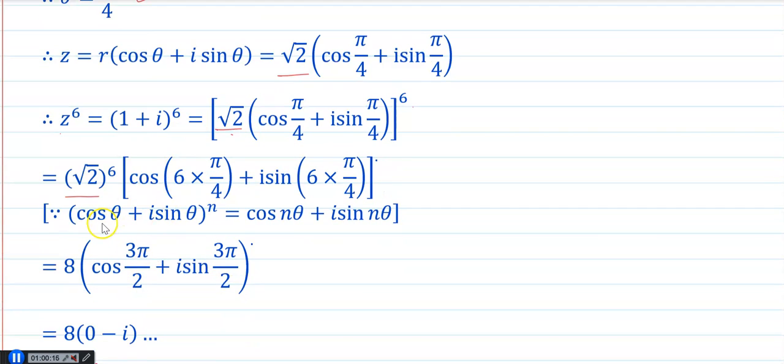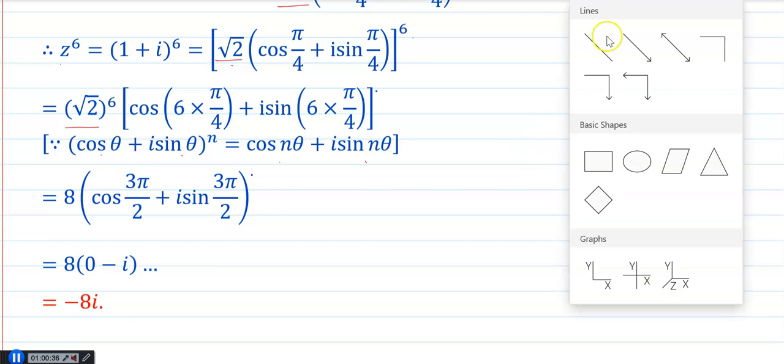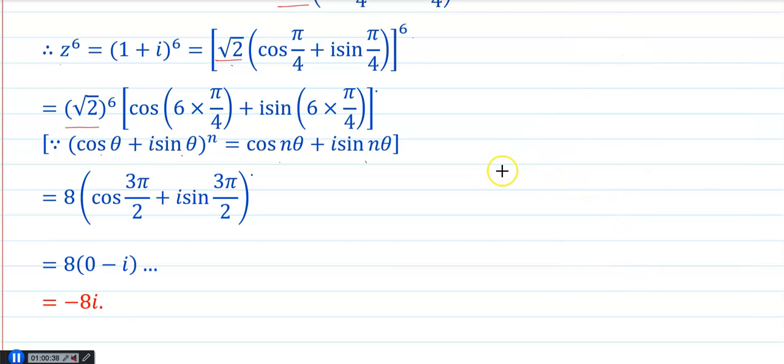Again, by using the formula, cos theta plus i times sin theta bracket raised to n means what? Cos of n theta plus i times sin of n theta. It's a multiplication. 6 pi by 4 is 3 pi by 2, and 6 pi by 4 is again 3 pi by 2. But what is the value of cos of 3 pi by 2? Its value is 0. It's a quadrantal angle, therefore it's clear there.